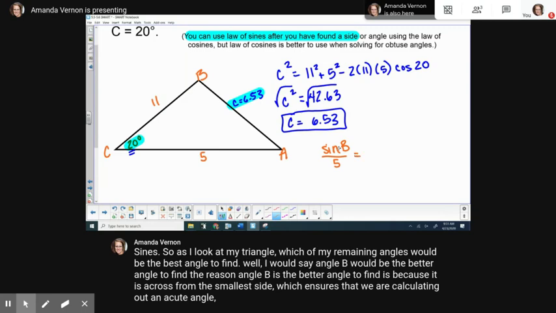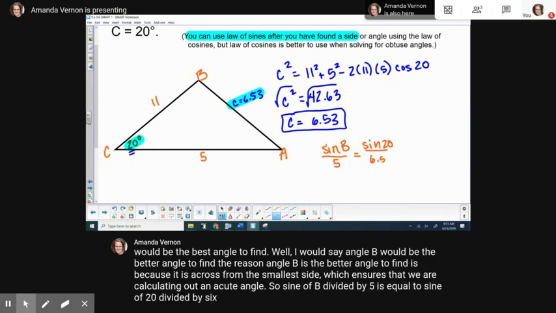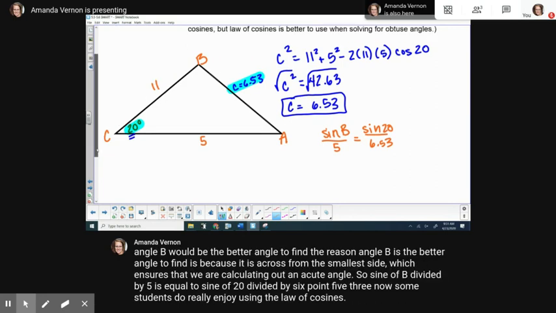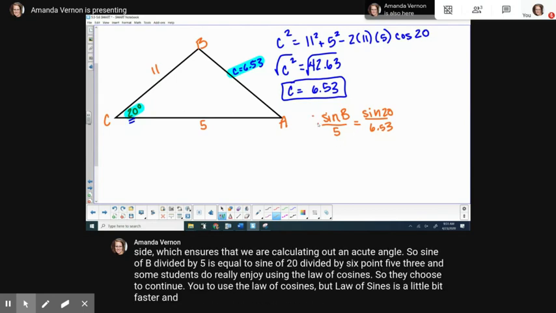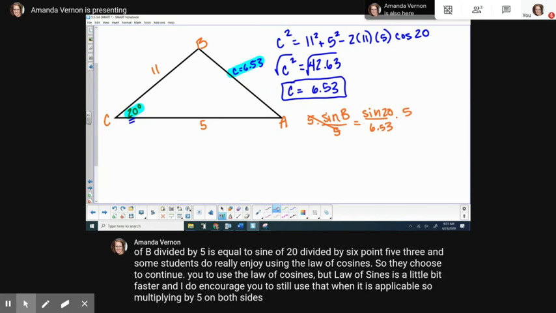So sine of B divided by 5 is equal to sine of 20 divided by 6.53. Now, some students do really enjoy using the law of cosines, so they choose to continue to use the law of cosines. But law of sines is a little bit faster, and I do encourage you to still use that when it is applicable. So multiplying by 5 on both sides, and then taking the sine inverse of that answer.